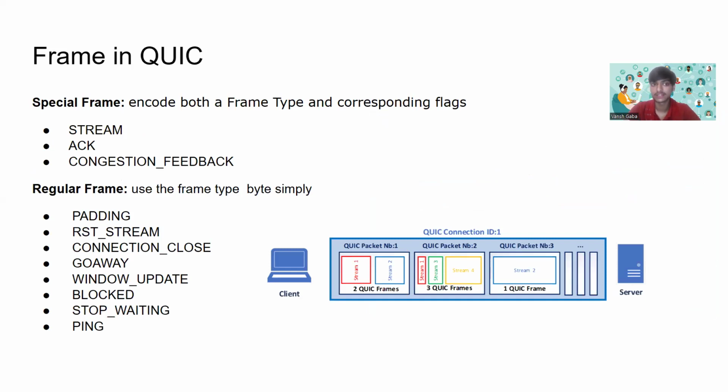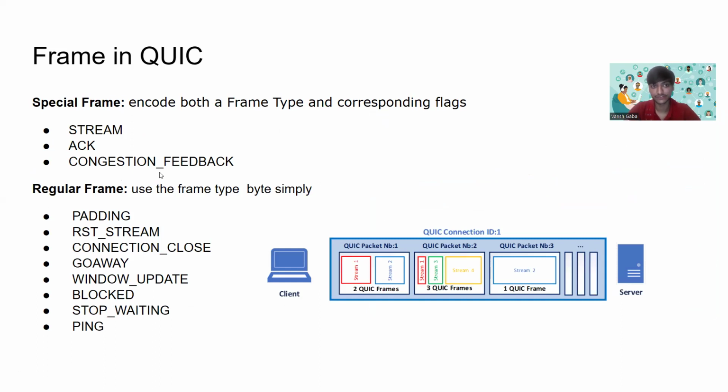Now coming to the frames in QUIC, there are mainly two types of frames: special frames and regular frames. A special frame is one which encodes both the frame type and its corresponding flag. For example, the stream frame tells whether to start the stream or stream the data. The acknowledge field is used to acknowledge stream data or any other data.